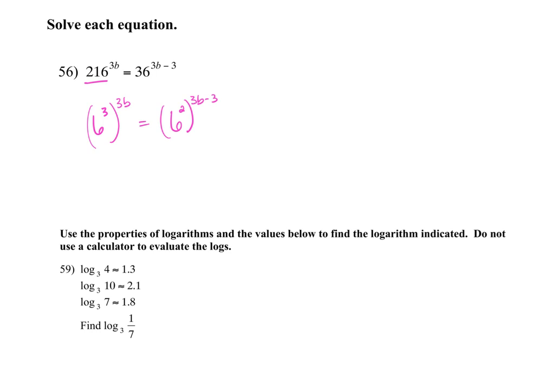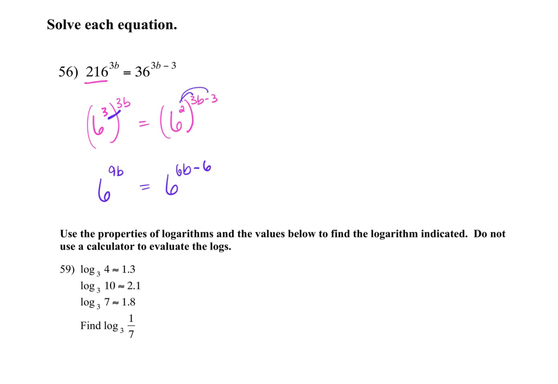And so you're looking for common bases is what you're looking for. Property of exponents tell you to multiply. So 3 times 3b is 6 to the 9b. Here you need to distribute that 2. So I have equals 6 to the 6b minus 6.